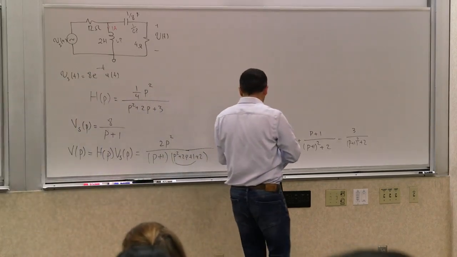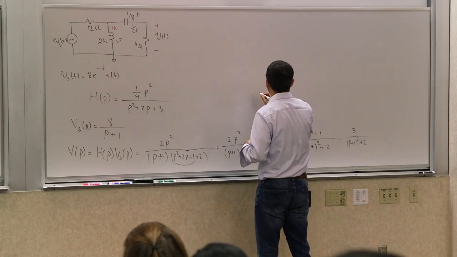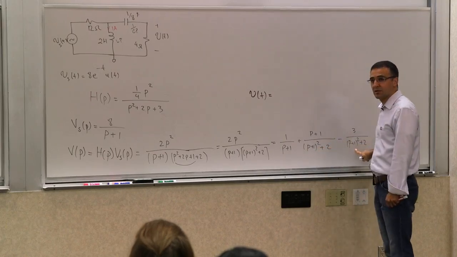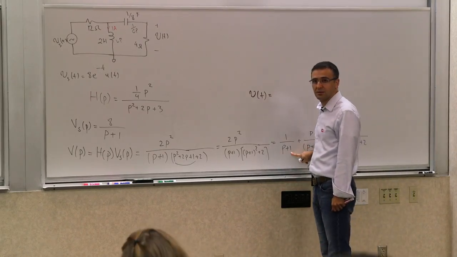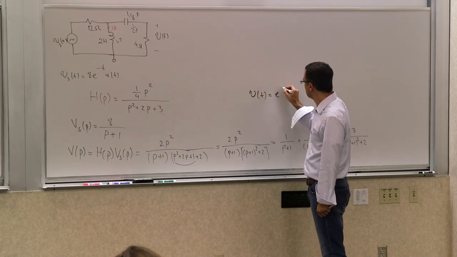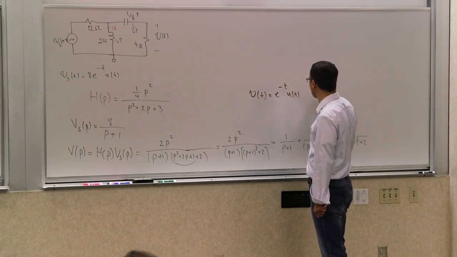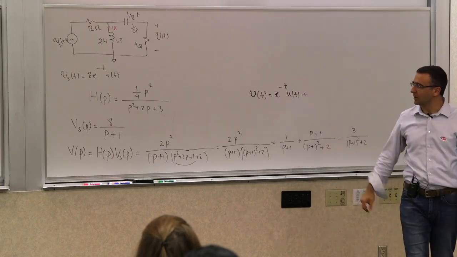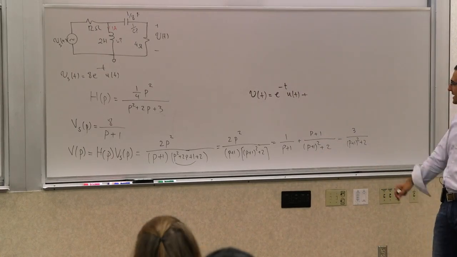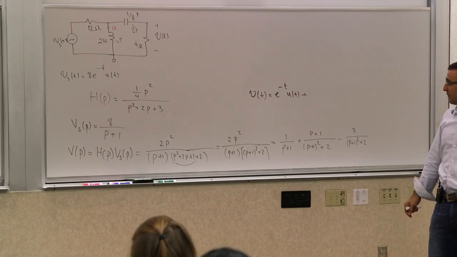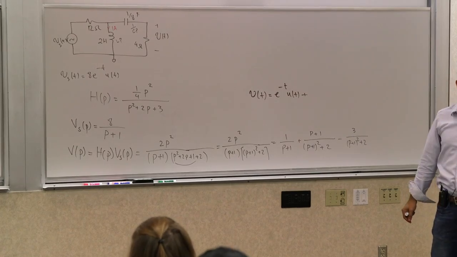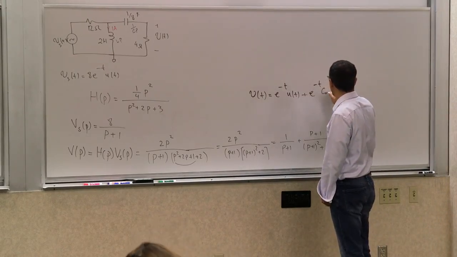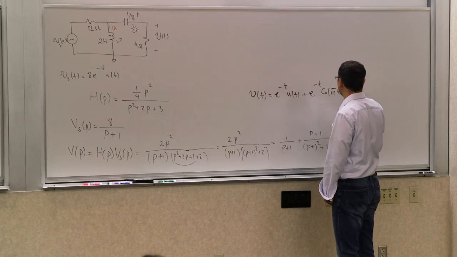Now, what is the response? We haven't calculated that. The response, v of t, is the response associated with these three terms. The first term gives me what? E to the negative t u of t. Look at the catalog. Plus the second part, what does this one give me? Look at the catalog. It's the one to last term, with sigma of 1 and omega of square root of 2. So it gives me e to the negative t cosine of square root of 2t u of t.